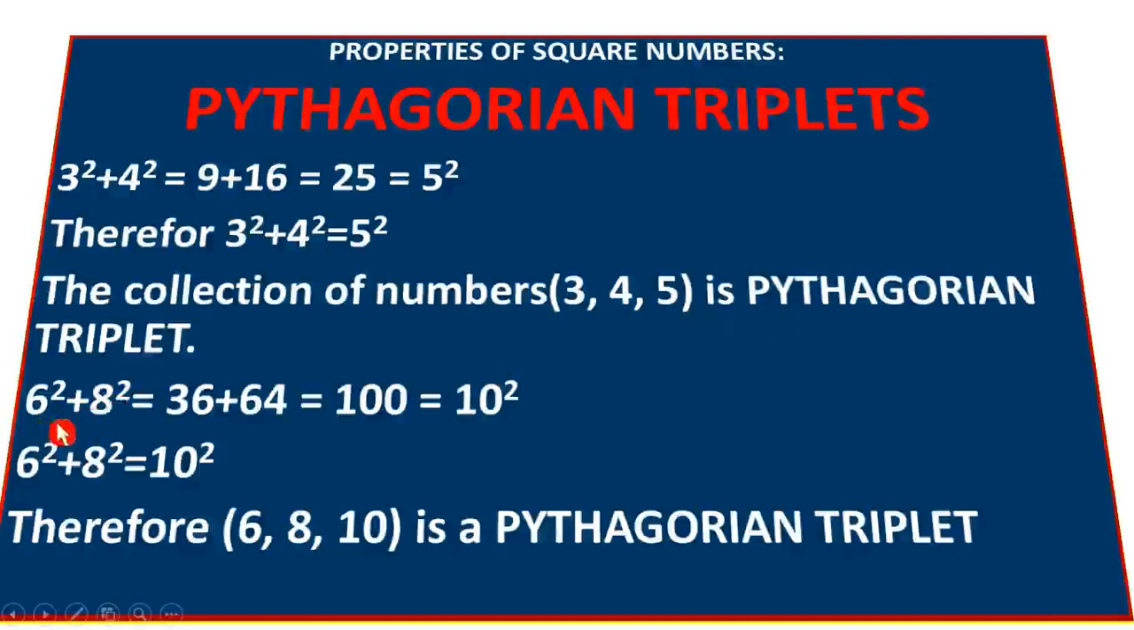Like that, another example can be taken here: 6 square plus 8 square. 6 square is 36, 8 square is 64, equal to 36 plus 64 equal to 100, which is 10 square. That means 6 square plus 8 square equal to 10 square. Therefore 6, 8 and 10 is a Pythagorean triplet.